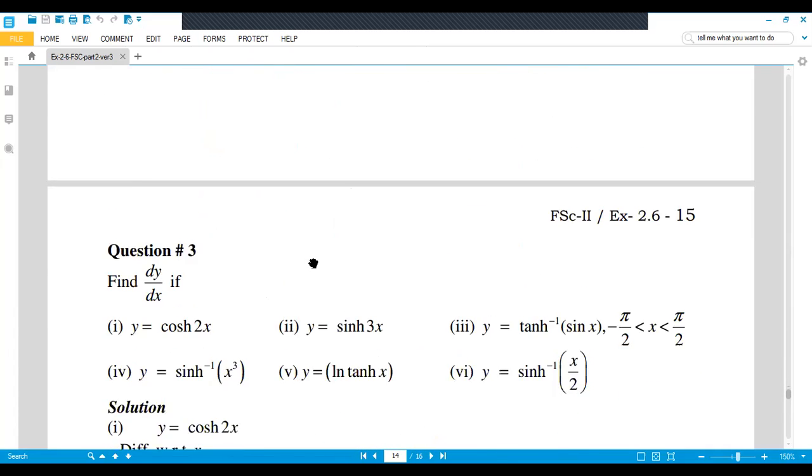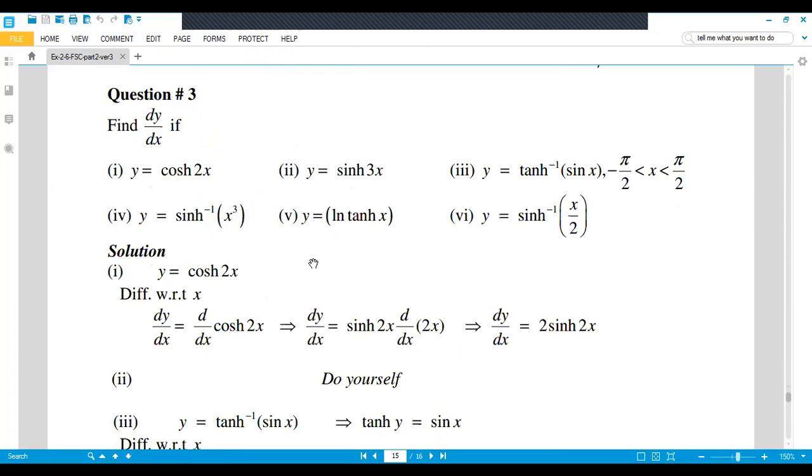Now come to question number 3. Question number 3 is, the first function is cosh 2x. So you differentiate with respect to x, dy by dx, the derivative of cosh 2x. You know that the derivative of cosh is sinh 2x, and further the derivative of 2x is equal to 2. So 2 will come as the coefficient: 2 sinh 2x.